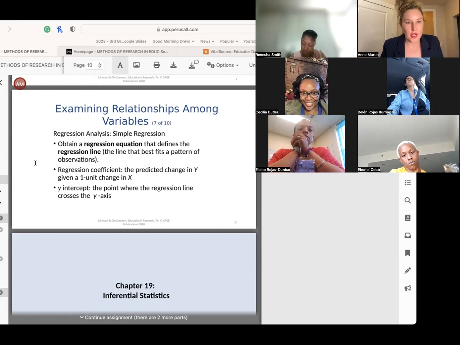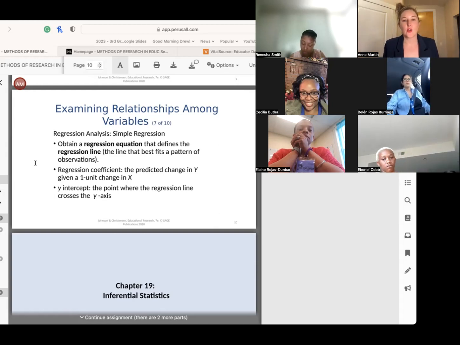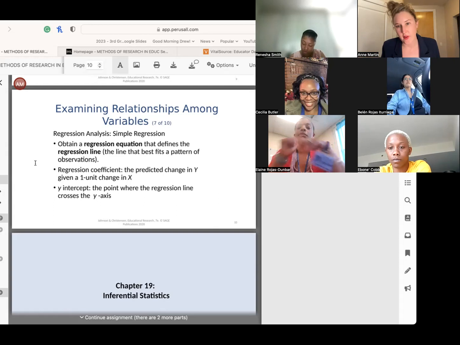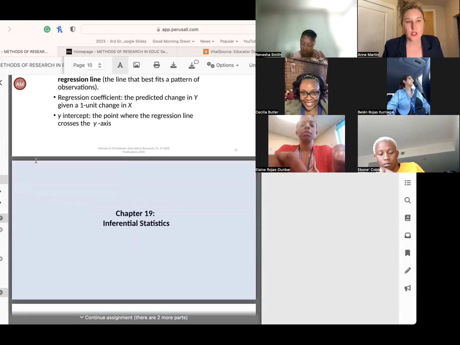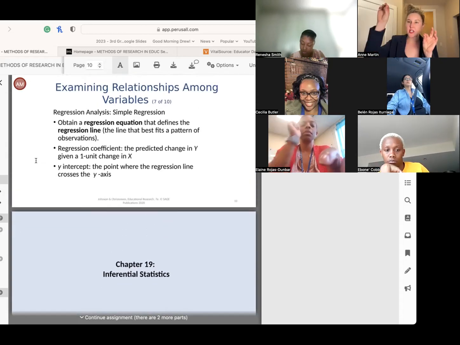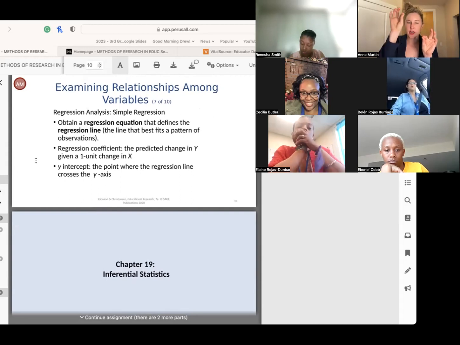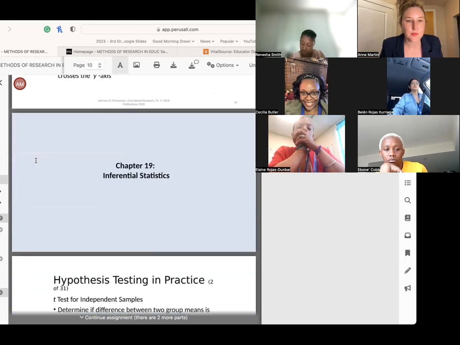So multiple regression is when you have more than one independent variable. So it's when you're making predictions about how multiple independent variables will impact the dependent variable. For this one, you can think about that correlation line, plotting hours studied versus final exam scores.